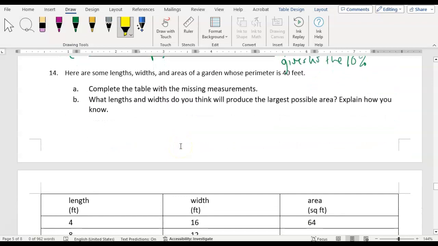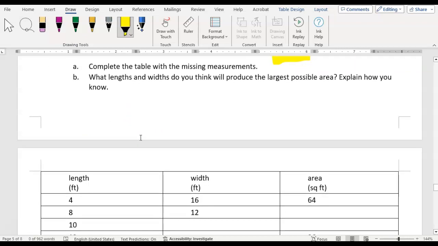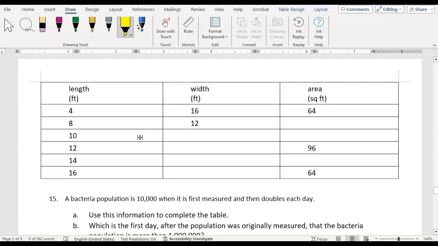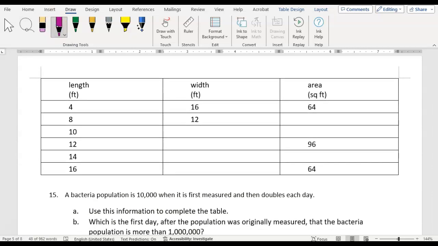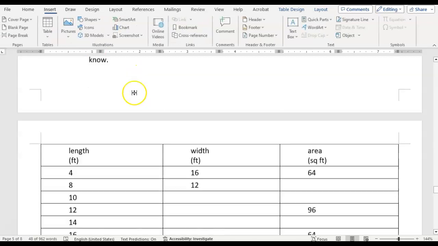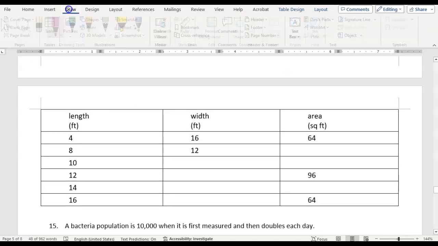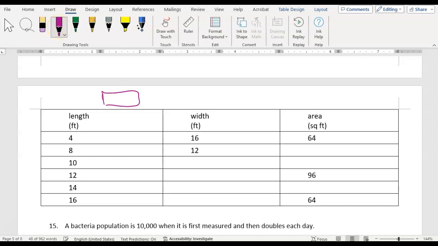Number 14, here are some lengths, widths, and areas of a garden whose perimeter is 40 feet. Complete the table with the missing measurements. What lengths and width do you think would produce the greatest, largest possible area? So keep in mind again that a square creates the largest possible area for us. If the total perimeter is 40, let's draw that, right? The total perimeter has to equal 40. That means the length and the width have to equal 20, which is half of 40. So our length and our width then could be 10.